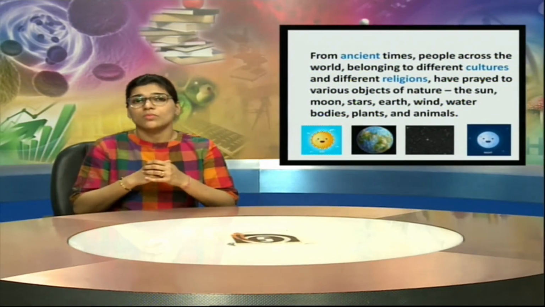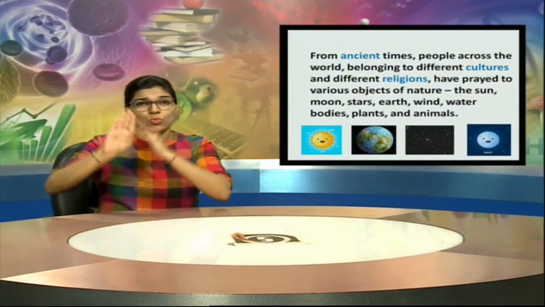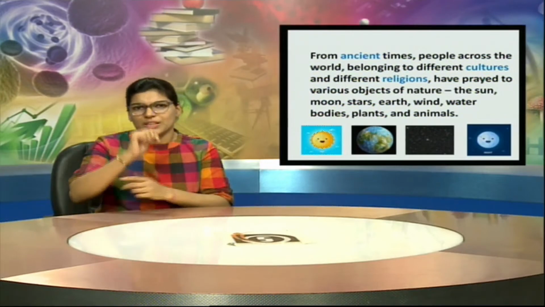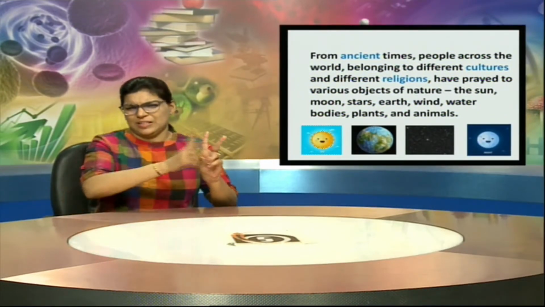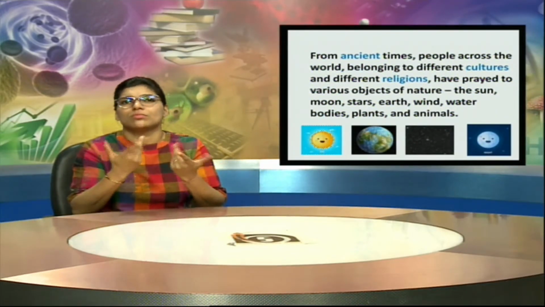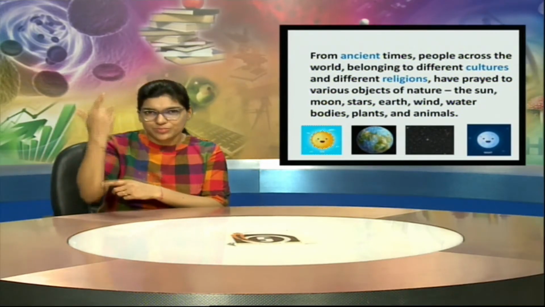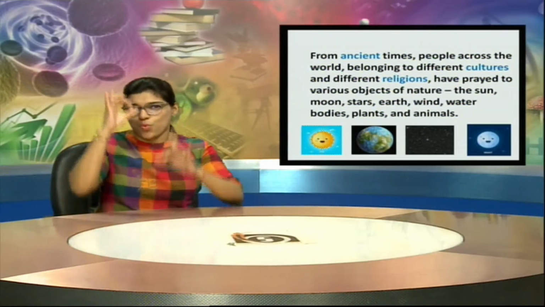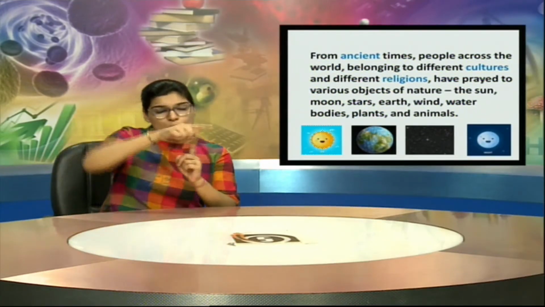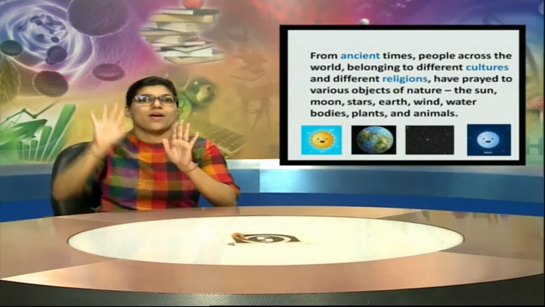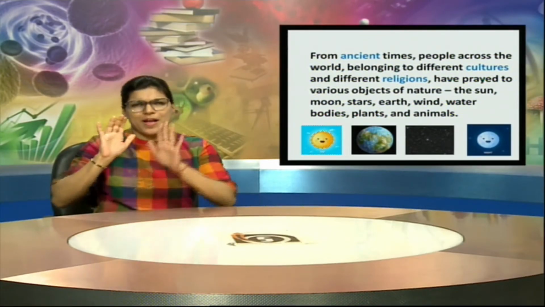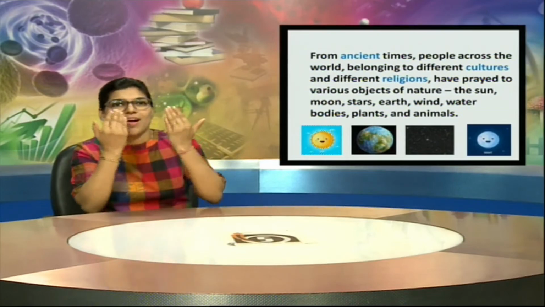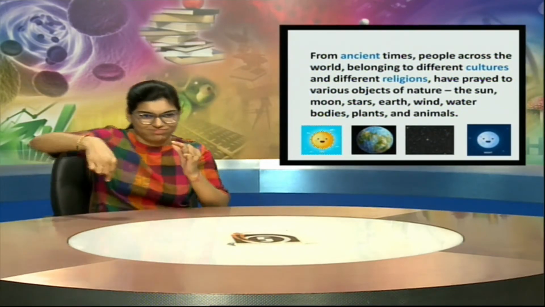It is just linked to the difficult words which we discussed earlier. Like from ancient times, we all know that in our culture, the different cultures, Hindu, Muslim, Sikh, Isai, we all have different beliefs, different religions. They have prayed to various objects of nature like the sun, the moon, the stars, earth, wind, water bodies, plants and animals. So these are the natural things. Like we all know that there were Krishna and Shiva. We also used to pray to them, but along with them there are some natural things which are very much important for our life.